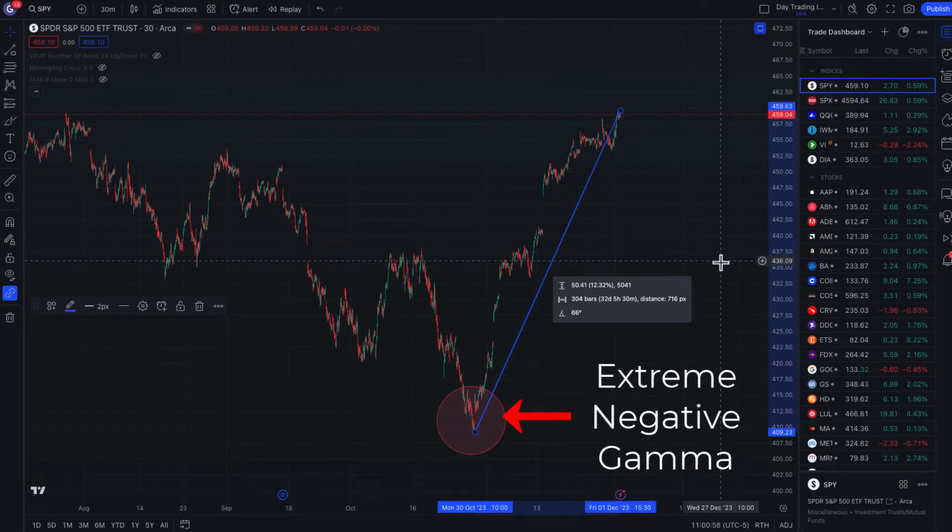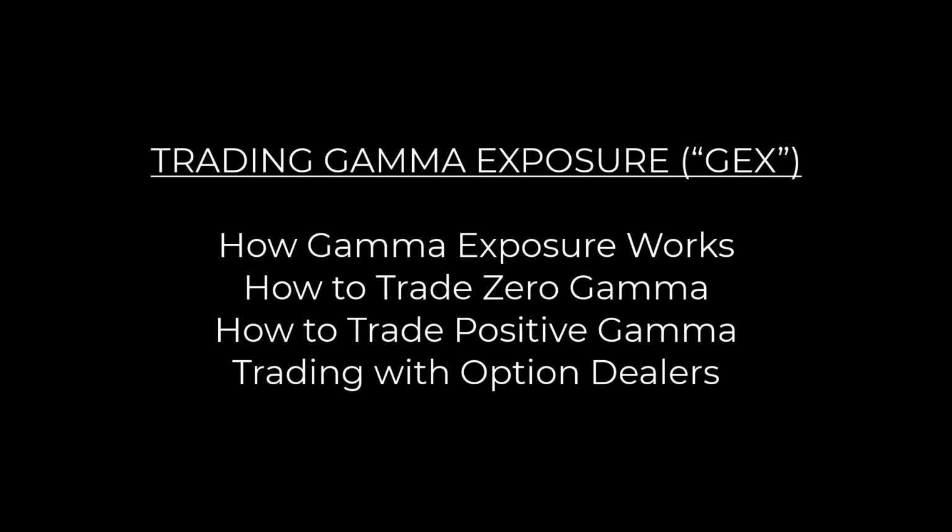So these stretched gamma readings are super important, and that's why it's really crucial that you understand negative gamma exposure and how these gamma exposure spectrums work. If you're unfamiliar with the topic of trading gamma in general, definitely check out our playlist. I'll put a link in the description below.